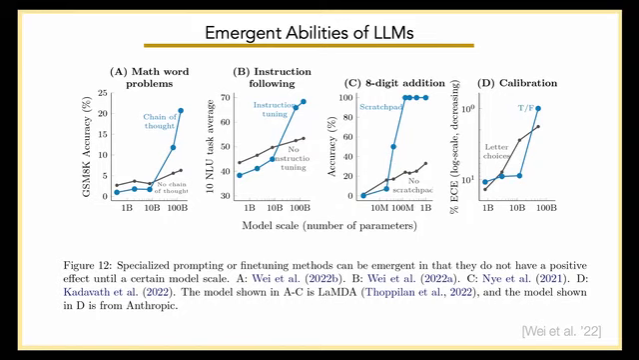If you grow the model and in parallel you do this instruction tuning step at the end, then you start to see much greater improvements with scale. So these things interact with each other in a positive way. You need targeted training data, and you need really large models in order to get good general purpose instruction following capabilities.